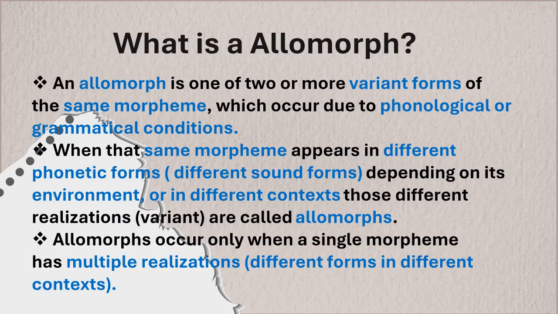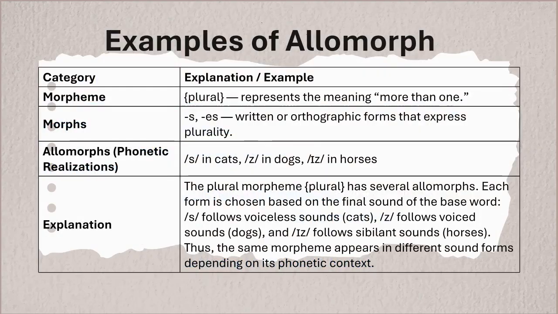These variations usually occur because of phonological or grammatical conditions. In other words, they change depending on the sounds or the structure around them. So, when a single morpheme appears in different phonetic forms in different contexts, those different realizations are called allomorphs. Now remember, allomorphs occur only when one morpheme has multiple realizations, different sound forms in different environments. Let's look at an example to understand how allomorphs actually work.